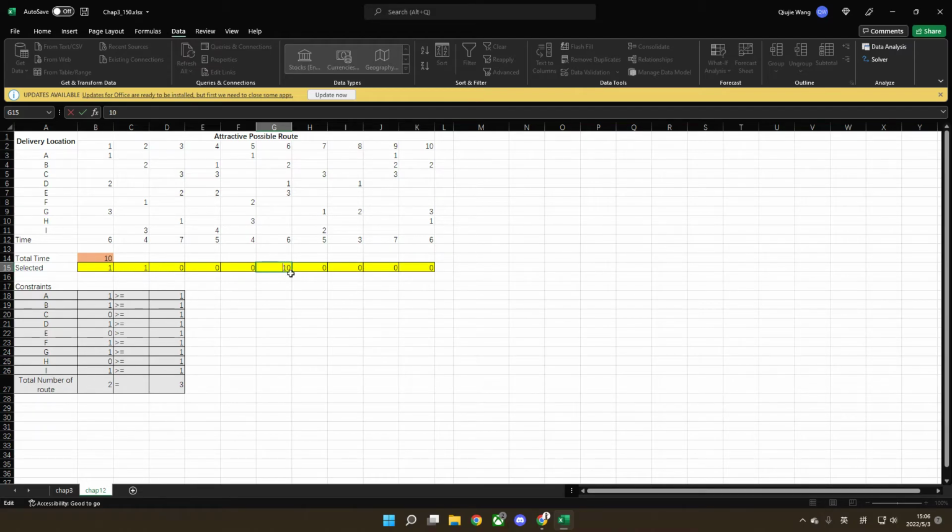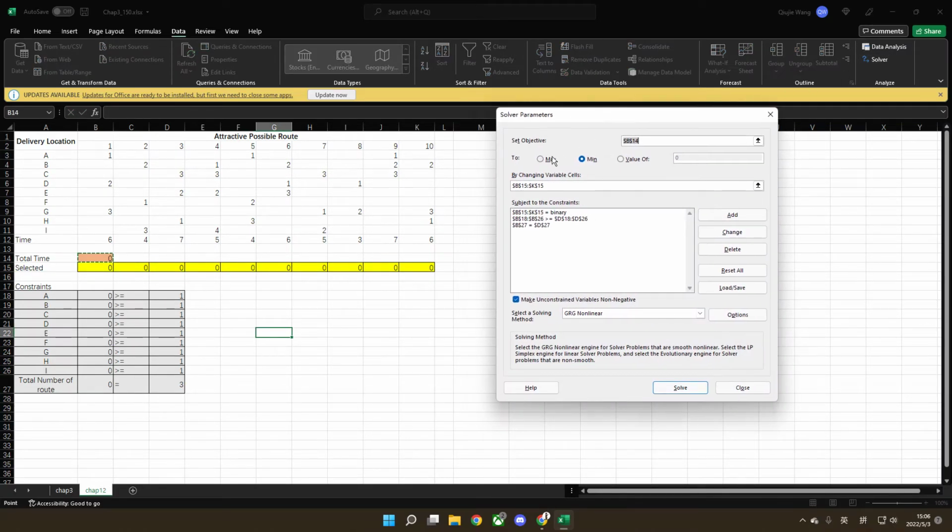In order to solve this problem, we need to use the Solver in Excel. The objective is to minimize the total time cost by changing the variable cells here. And there are 3 constraints. The first one means the decision we make on picking the routes or not needs to be binary. And the second one is that this row here has to be greater than or equal to 1, like this row here.